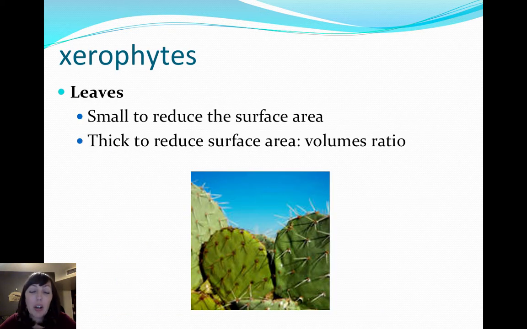Okay, one of them is the leaves. The leaves of xerophytes are very small to reduce the surface area, whereas in other plants the leaves are wide and broad to increase surface area. But in an environment with extremely high temperatures and low water, you want them to be smaller and thick to reduce surface area.